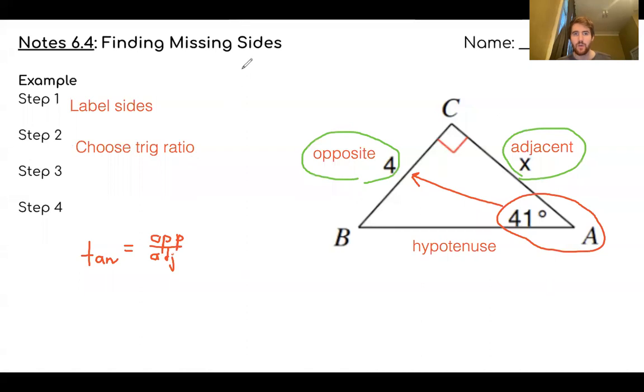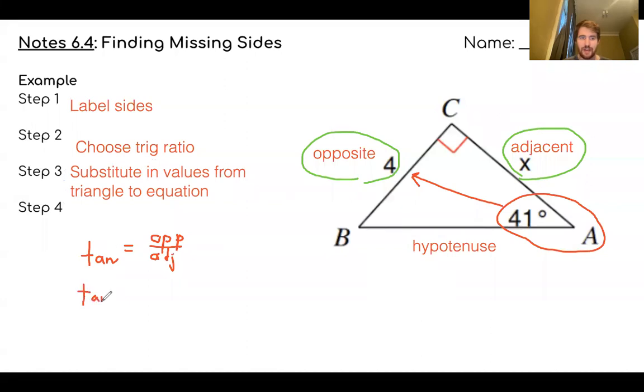Okay, so now we need to plug in values from the triangle, substitute values from the triangle into the equation. Write the equation. So tangent is not just of any angle, but it's the tangent of 41 degrees, because that's the angle we're considering, equals opposite divided by x. Now this one's a little bit different because the x is on the bottom.